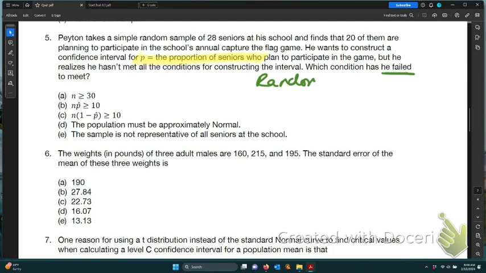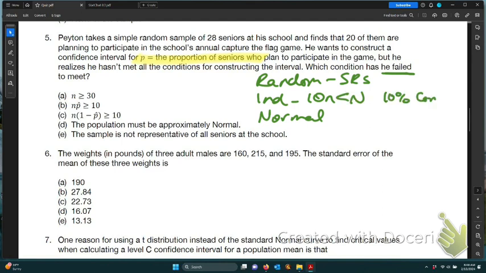Random, independent, and normal. Now, random, that means there has to be an SRS, okay? Say that. Independent, your 10% condition, 10 times n, so this is your 10% condition. Now, how do I check the normal condition for proportions? n times p is greater than or equal to 10, and then n times 1 minus p is greater than or equal to 10. Okay, this is it, you guys.